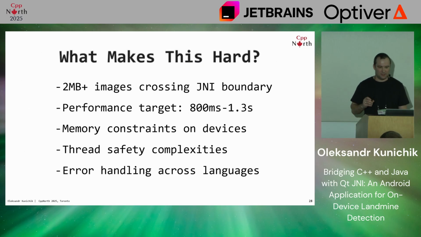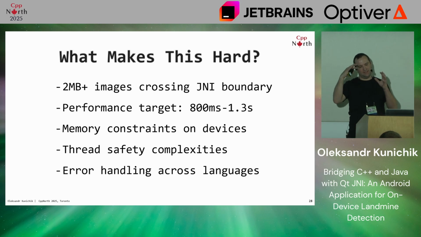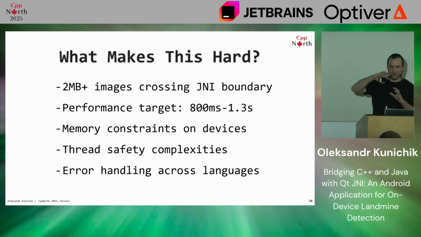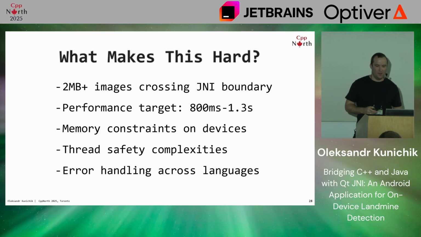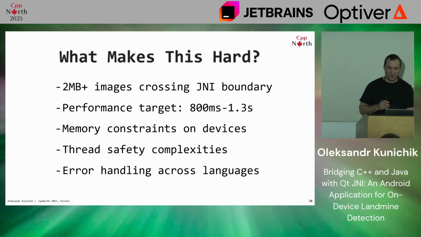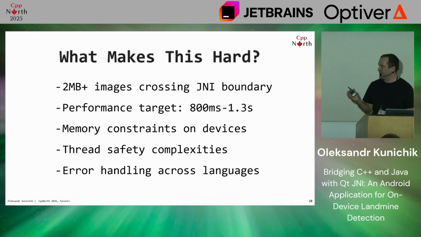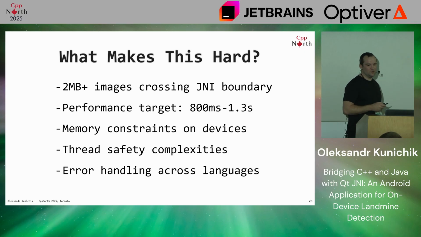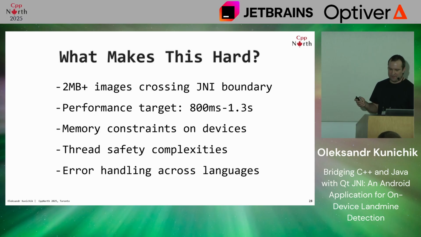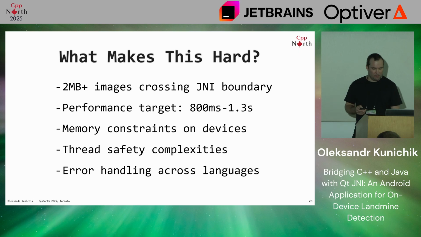The real challenges: we have to marshal, so we send between layers about 2 megabyte images. And our performance was about 1 second, which is what we wanted for inference. Memory constraints on cheap devices: we had a lot of cheap devices, as supporters usually have not fancy phones. Thread safety across languages also hit us. And let's take it one by one.